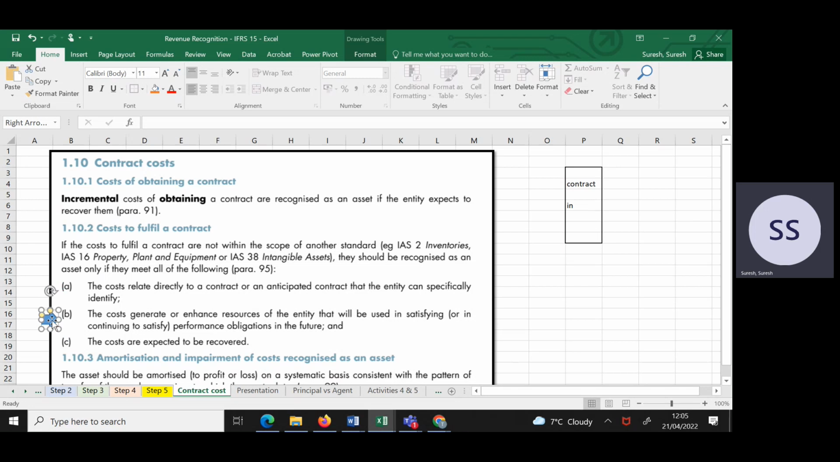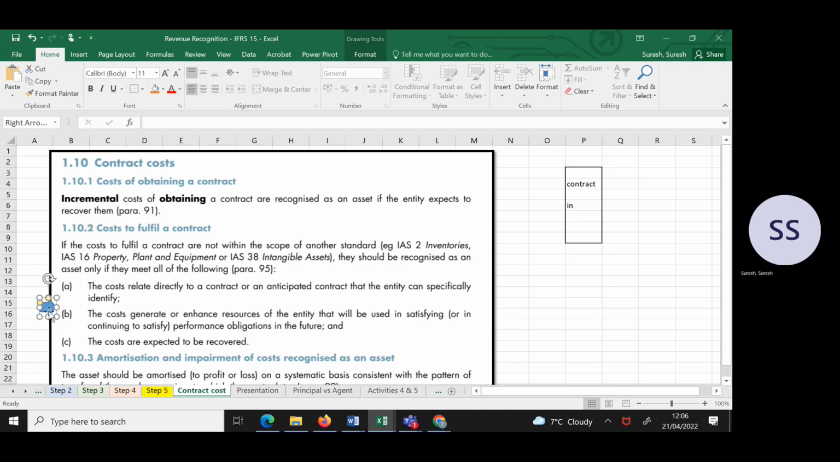So if these three conditions are satisfied regarding the cost, and also there are no other standards within which this particular cost would come under, within that scope, right? So if it doesn't fall in any other standards, for example, as I pointed out, IAS 16 would be a good example of property, plant, equipment, and inventories, and then IAS 38 is intangible assets. If none of the other standards apply to this cost, then the cost that we have suffered would be treated as an asset.